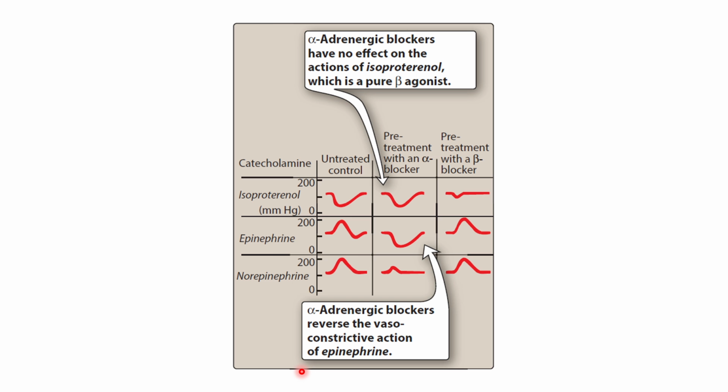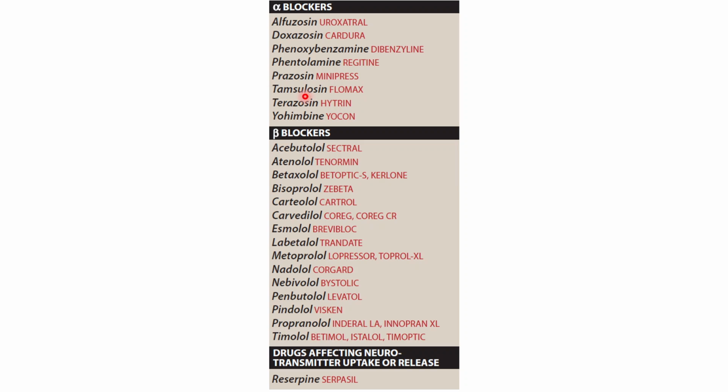Yes, so tamsulosin is used for the treatment of benign prostatic hyperplasia, BPH. It's common in old men as well. The symptoms are painful urination, because the prostate increases in size and puts pressure on the urinary tract, and that leads to painful urination.